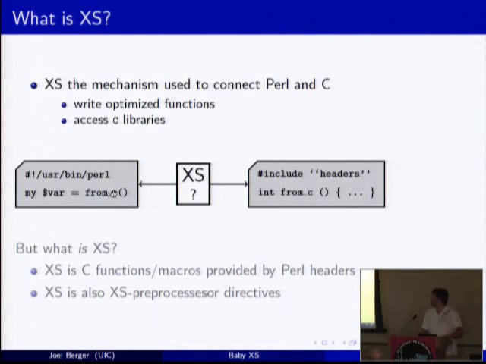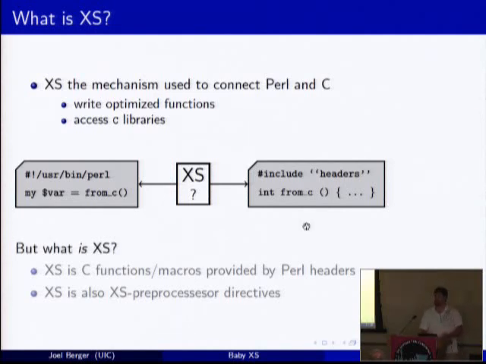So for now, you guys know Perl, you know C, but XS is this little black box that lets them talk to each other. And you might want to do that to write optimized functions. You might want to wrap some C libraries. You may have other reasons to do it.